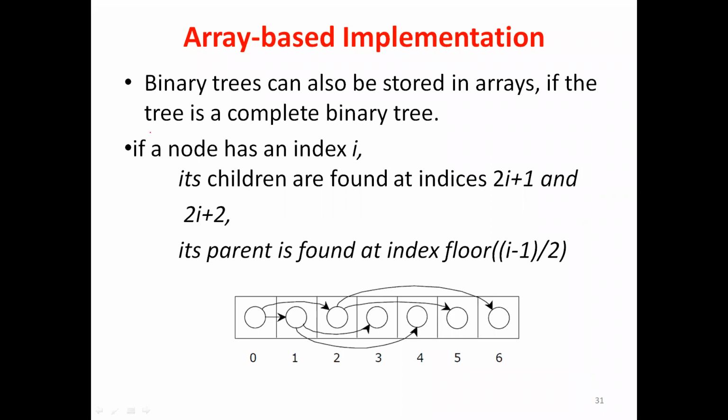What is the first point given? A binary tree can also be stored in arrays if the tree is a complete binary tree. Moreover, if it is a complete binary tree, we can store it in an array. How are we going to store? See, for example, I will take a tree having 7 nodes.